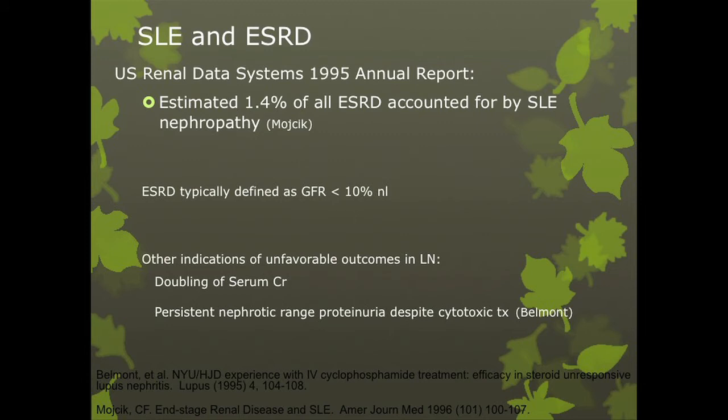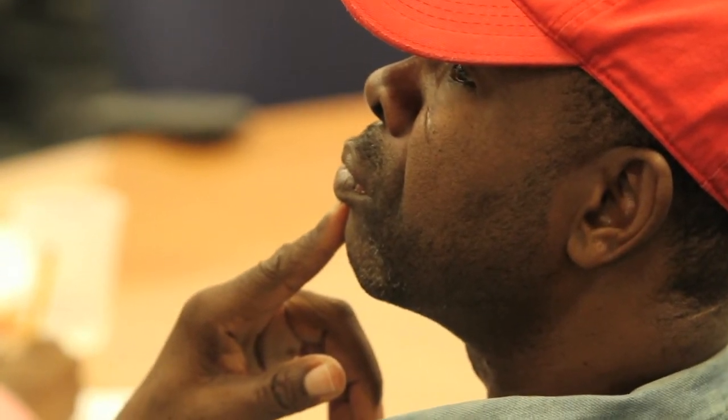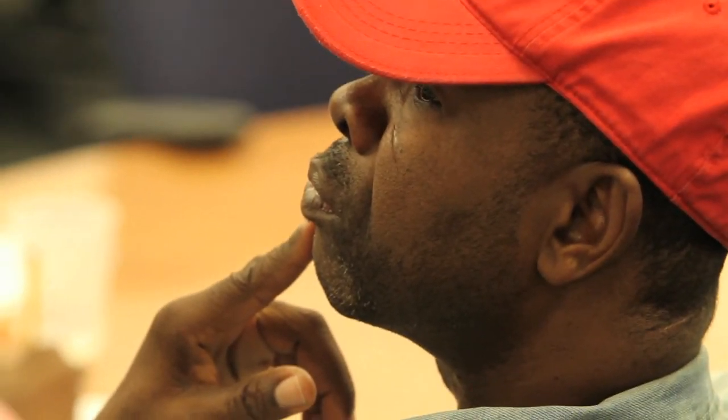Renal Data Systems came out with an annual report that estimated about 1.4% of end-stage renal disease was accounted for by lupus patients. And it's usually defined as what we call a GFR, or glomerular filtration rate, of less than 10% normal. Other indications of unfavorable outcomes in lupus nephritis or potential for progression to end-stage renal disease are a doubling of the serum creatinine or persistent high levels of protein in the urine despite treatment.